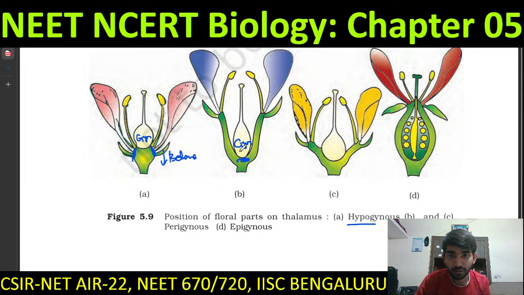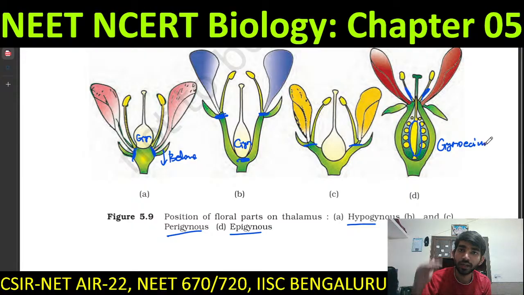Oh, sorry. This is not coming from below. This is coming from a similar level. This is perigynous. This is around the gynoecium level. In this case also you can see it is on a similar level. And here you can see this is epigynous. So the whorls, for example here the stamen, are above the gynoecium. The gynoecium is buried at a lower level.